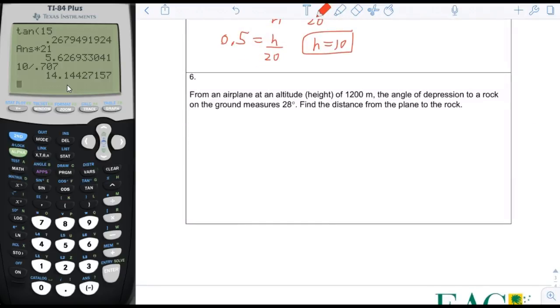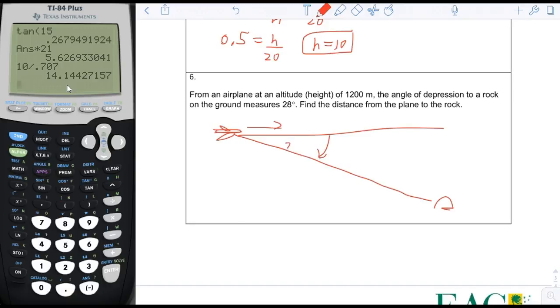Number 6, from an airplane at an altitude of 1,200 meters, the angle of depression to a rock on the ground measures 28 degrees. Find the distance from the plane to the rock. So we got a plane, and we got a rock, and we know that the angle of depression, which is just imagine the pilot looking straight ahead, minding his own business, and then he decides to look down at the rock. When he looks down at the rock, his eyes are going to follow this angle down. That is called the angle of depression, which is 28 degrees, okay? And we are looking for the distance from the plane to the rock, which is going to be this distance here. And so we have this triangle.